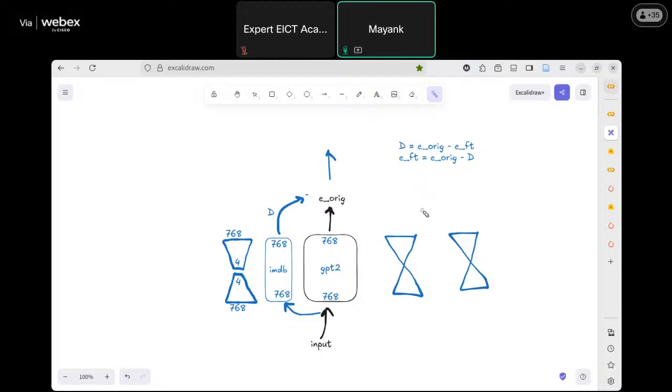Okay, any questions related to adapter? Is the concept clear, that why do we really need an adapter?